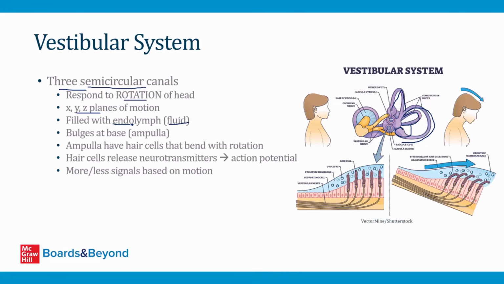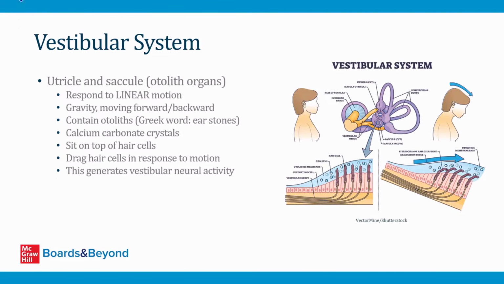And within the endolymph, at the ampulla, there are hair cells that bend with rotation. And so when you rotate your head in one of the XYZ planes of motion, these hair cells sense that rotation and they release neurotransmitters, and that creates an action potential. And this sends signals to other parts of the brain. The semicircular canals will send more or less signals based on the degree of motion in the different planes of the axis. The other functional part of the vestibular system are the utricle and saccule.